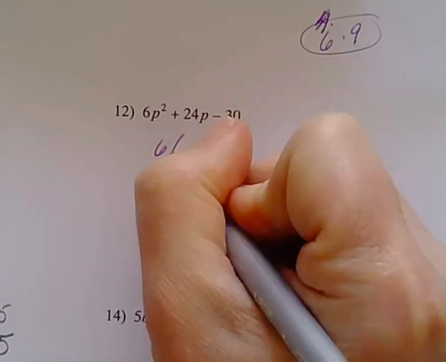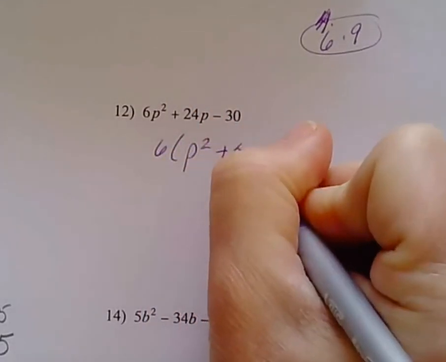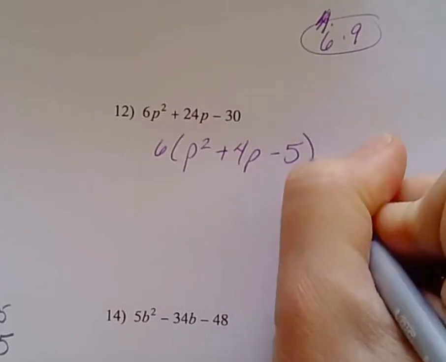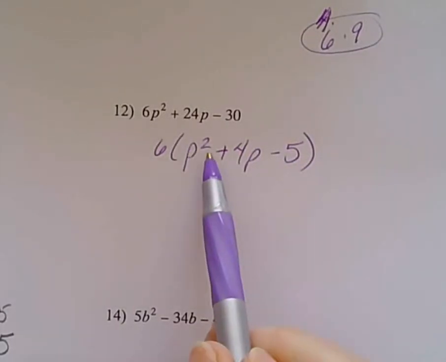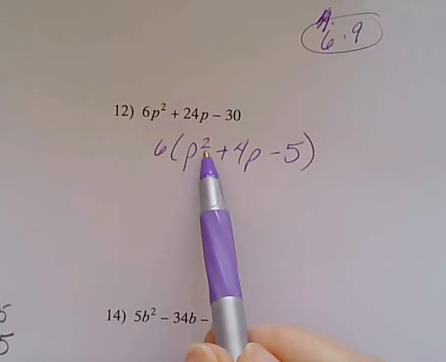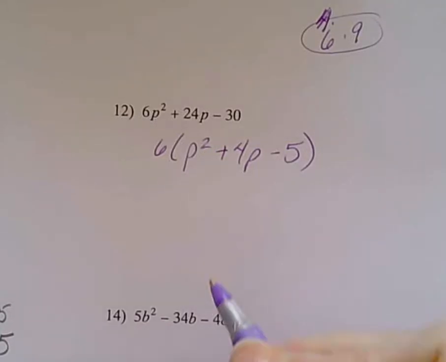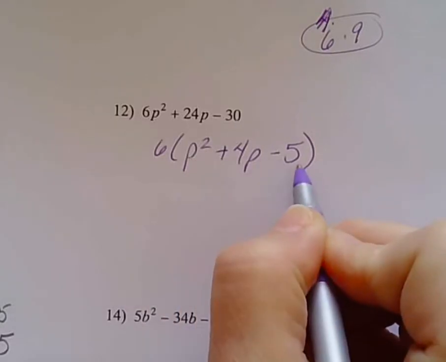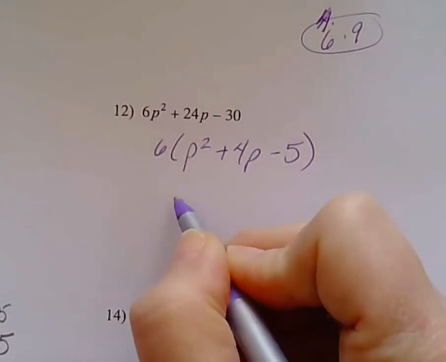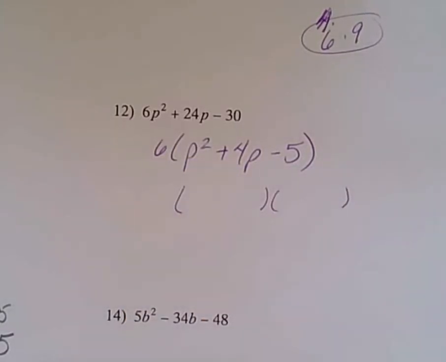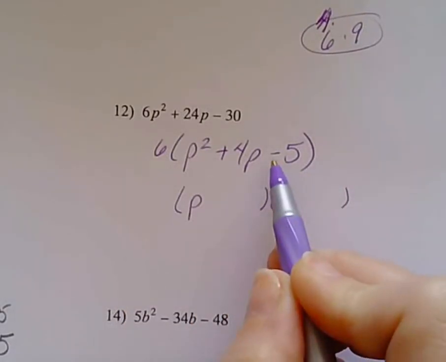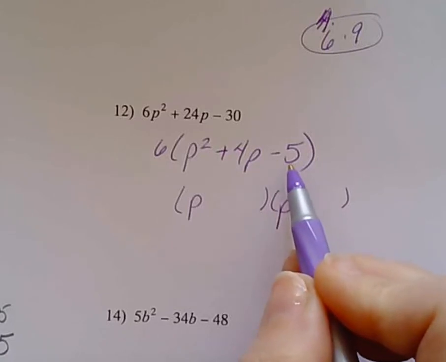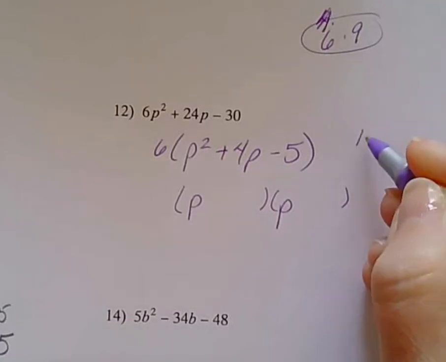6, pull it out. P squared plus 4p minus 5. So now I always look to factor again. This square term tells you I can probably factor again. So let's count the terms: 1, 2, 3. No coefficient, so it's going to be one of those simple trinomial ones. P in the front of each, multiplying to get a negative 5. Okay, I like 5 because my only choices are 1 and 5.